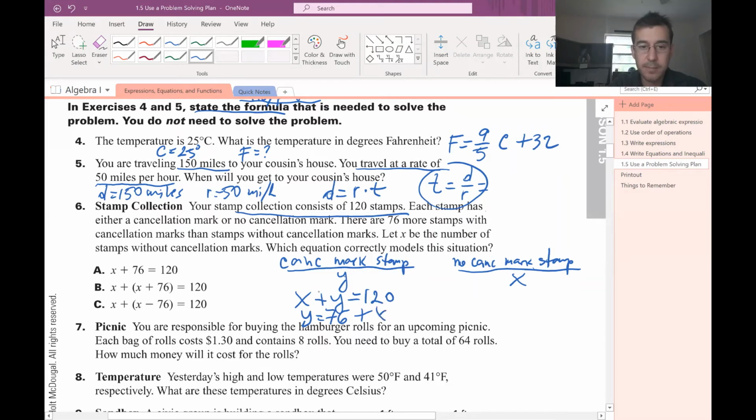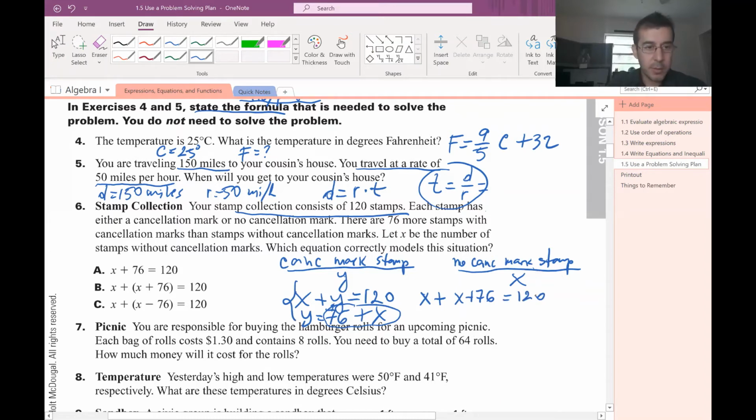So Y is X plus 76. Okay, so we end up with a system of equations, two equations with two unknowns. We substitute the value for Y into the first equation, so we end up with X plus, instead of Y, X plus 76, or 76 plus X, which is the same thing, equals 120.